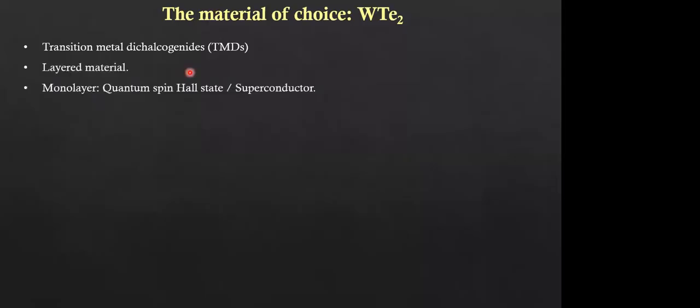Now, I'll be talking about tungsten ditelluride. That's our material of choice. And as probably many of you know, tungsten ditelluride is a transition metal dichalcogenide, or a layered material, which in its monolayer form supports a quantum spin-Hall state, and it's a Weyl semimetal. But for us, we don't care about the transition metal. We care about the layered material because we use very thin flakes of tungsten ditelluride.